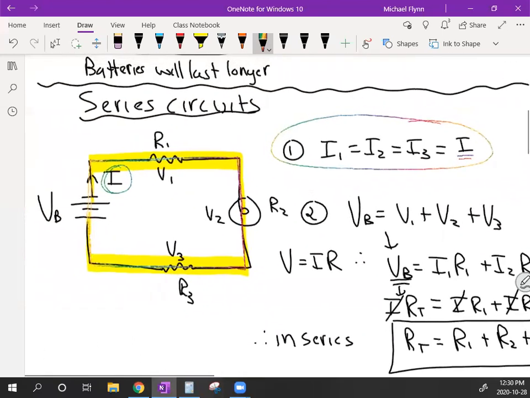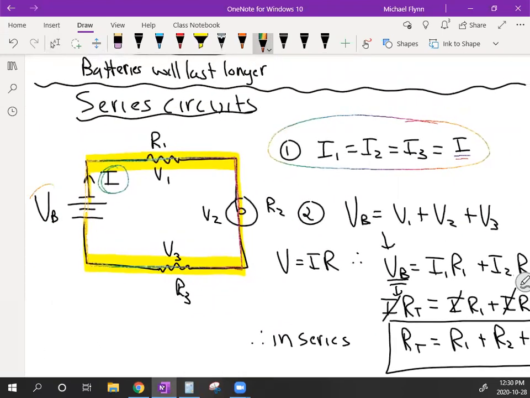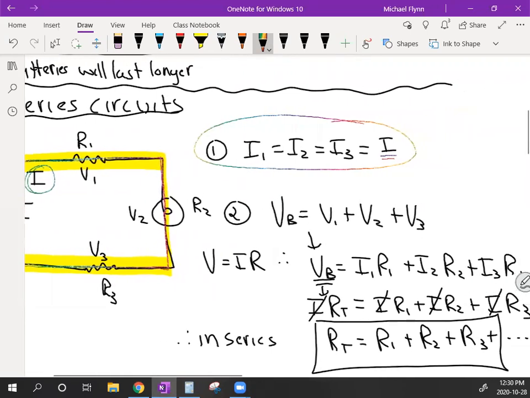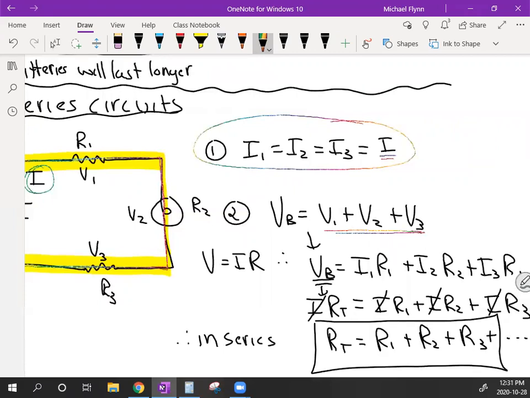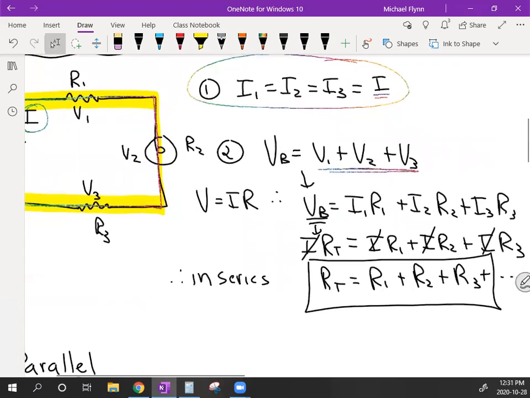The voltages, though, we know that the voltage in the battery here, this is the battery's voltage, has to equal the sum of the individual voltages in the series circuit. Now we also know Ohm's law, which I just put in a box. V is equal to IR.